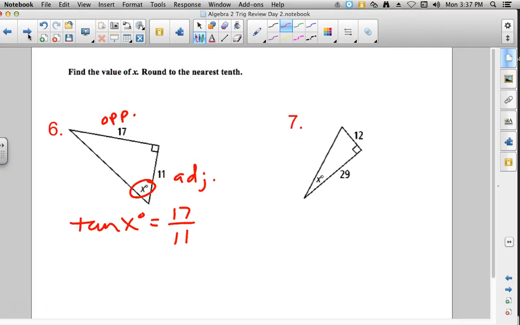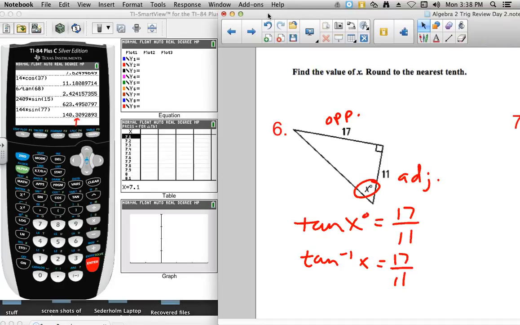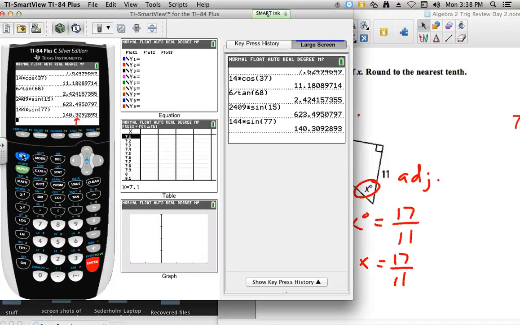And then we have to remember, well, how do you get the calculator to work backwards to tell you what the angle is? Well, that is actually the inverse tangent key on your calculator. So this is where we use those second functions. And we're going to punch in second tangent. And we want to punch that in for 17 divided by 11. So this is telling the calculator we want it to work backwards and tell us what the angle would be that has a tangent of 17/11.